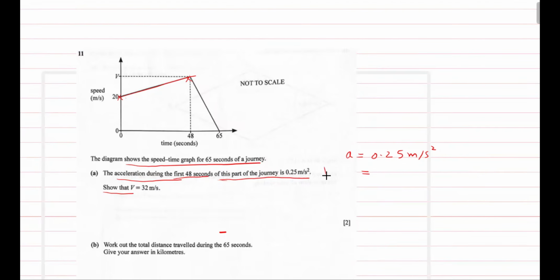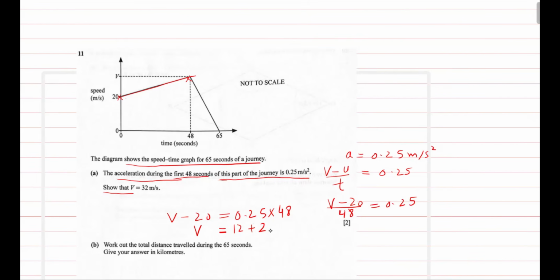You know the formula of acceleration is v minus u over t. And this v here is the final velocity. U is the initial velocity, 20, in the interval of 48 seconds, equal to 0.25. V minus 20 will be equal to 0.25 multiplied by 48, and this is equal to 12. So v is equal to 12 plus 20. This will be equal to 32 meters per second, hence it is true.